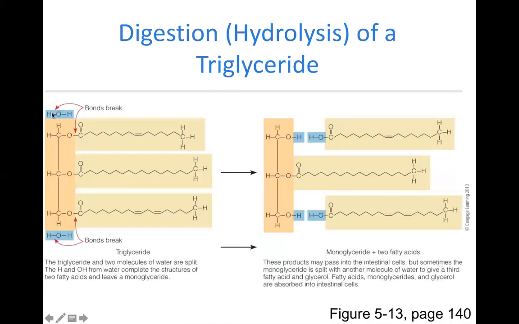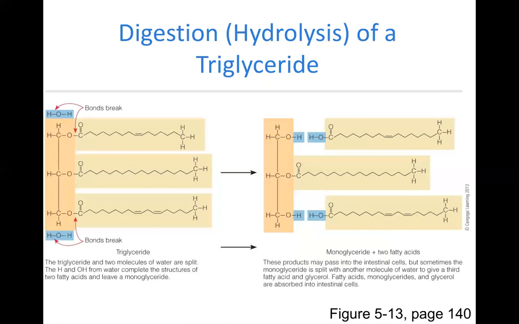So water is represented as the HOH here. And if you add 2 waters, you can break 2 bonds, which is shown in this diagram. If you add 3 waters, you can break 3 of the bonds. So in this particular diagram, 2 water molecules were added, 2 of the fatty acids were separated, and you're left with 2 fatty acids and a monoglyceride. And that's called a hydrolysis reaction.